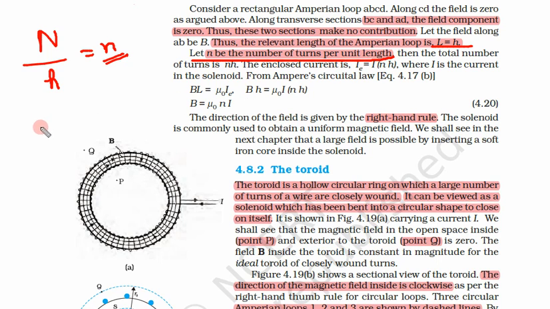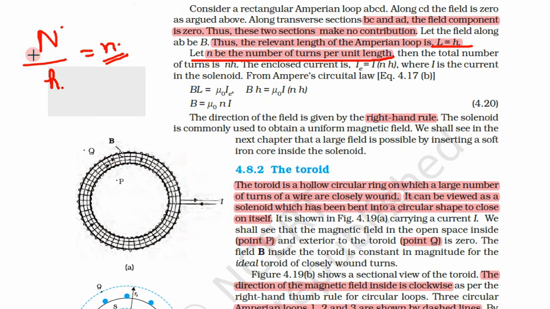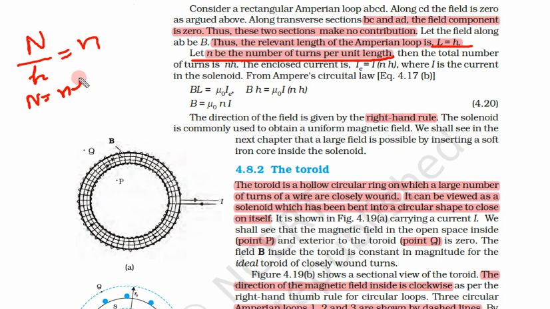Let us say this solenoid has 3000 turns, and the length is 3 meters. So how many turns per meter? 1000 turns per meter, that is small n, because N is 3000 and h is 3. So n is equal to 1000 turns per meter. We are defining this small n as the number of turns per unit length. Then the total number of turns is nh, so capital N is equal to n into h.